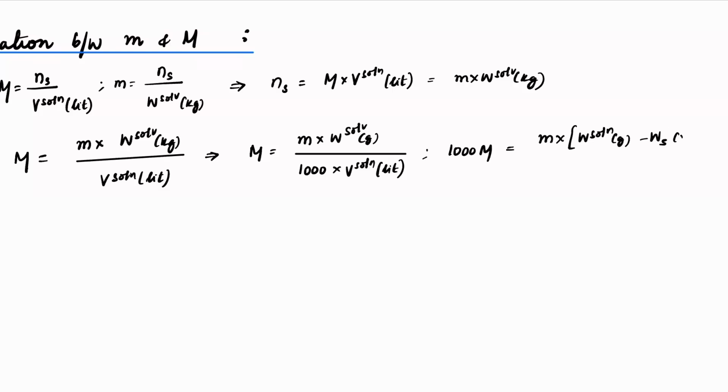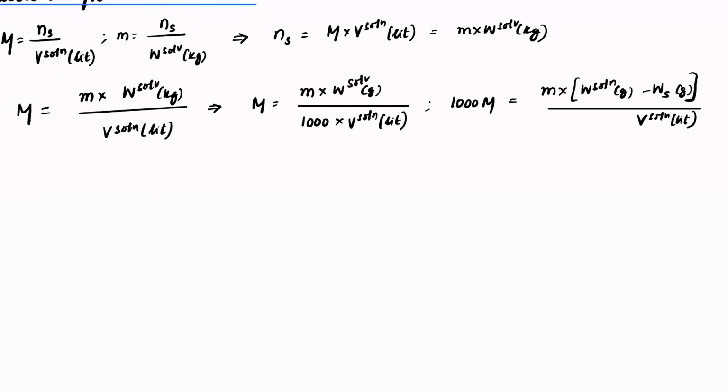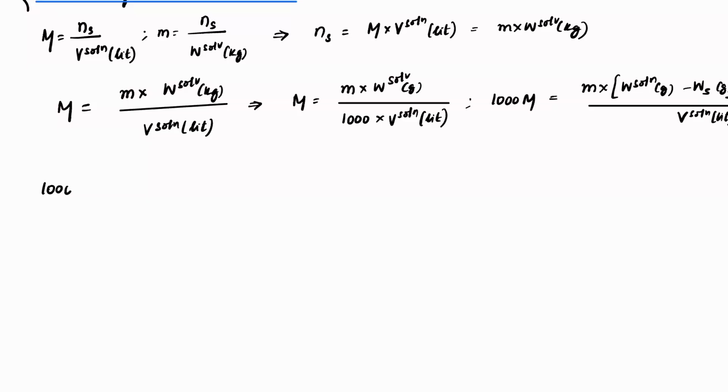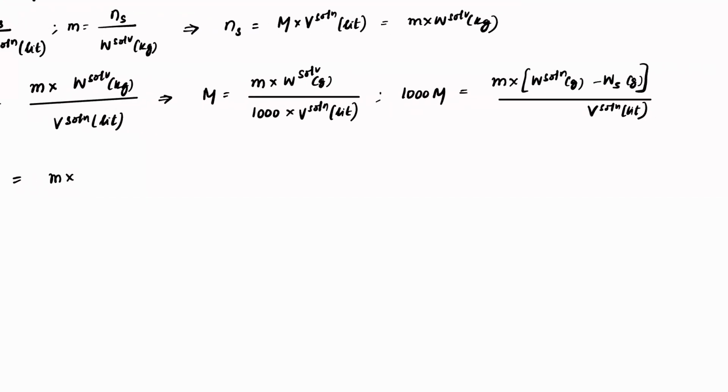WS means weight of solute in grams, and that whole is divided by volume of solution in liters. Knowing that, if I write this again, 1000 times capital M is equal to small m into, let me put it individually, weight of solution in grams divided by volume of solution.